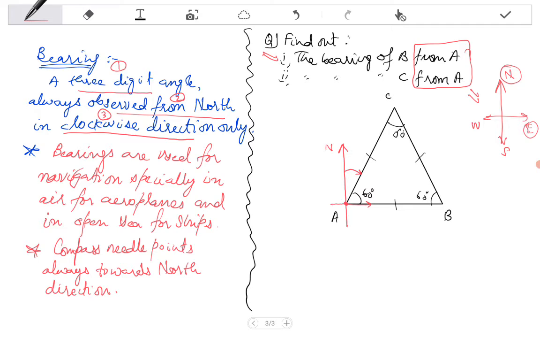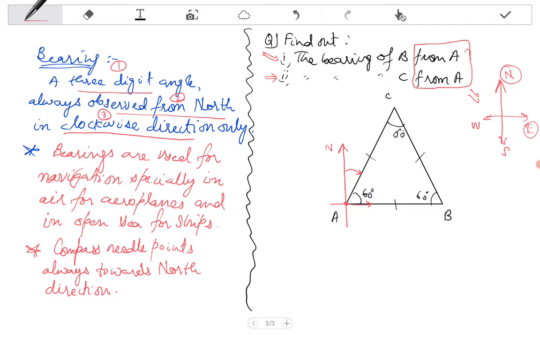I am just noting down the bearing of C from A, so I am doing this part first. Bearing of C from A means if you are standing at A and keeping a compass needle in your hand, this is the direction of north, towards the top of the page. How much from the north direction you have to move this angle in order to reach the line that is connecting with C. So the angle between these two lines is to be observed. That is actually the bearing of C from A.